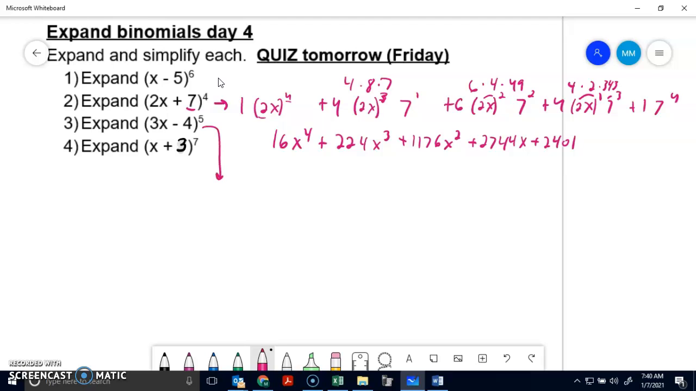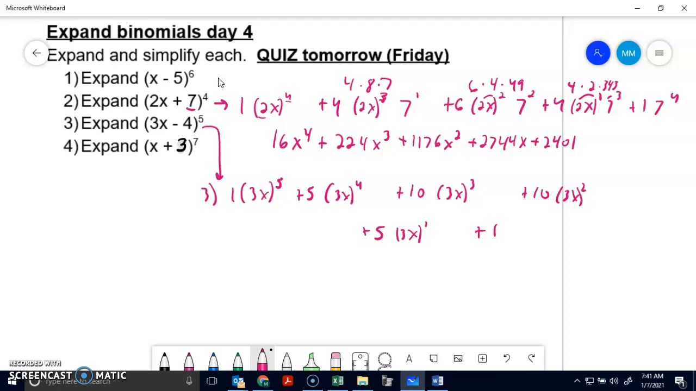Okay, so let's come down here for number 3. So I'm going to set it up to the 5th power. So 1, 5, 10, 10, 5, 1. And I'm just spreading it out and make sure I have plenty of room. And I'm going to take 3x to the 5th, and then 3x to the 4th, and then 3x to the 3rd, and 3x squared, and 3x to the 1st, and then it's going to be -4. And there's nothing in the first term but -4 to the 1st, starts at the 2nd term, -4 squared, -4 to the 3rd, -4 to the 4th, -4 to the 5th.